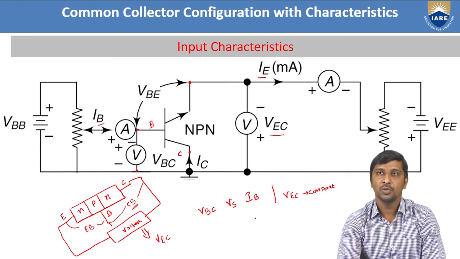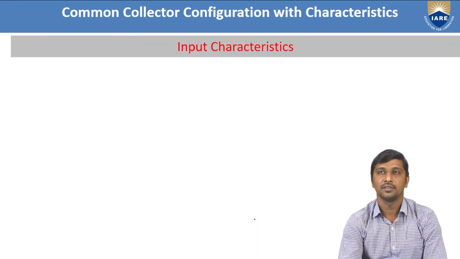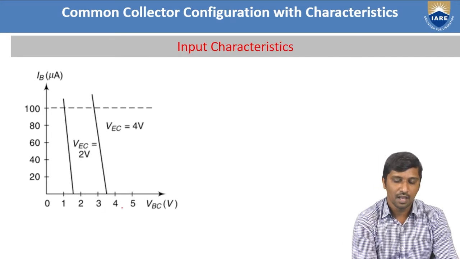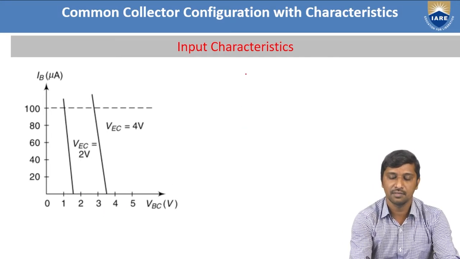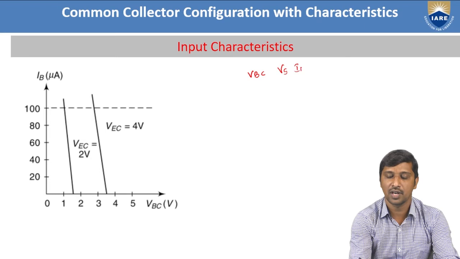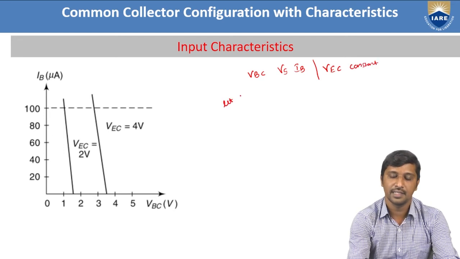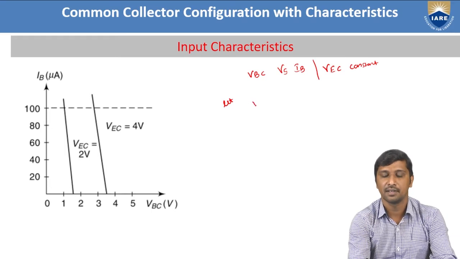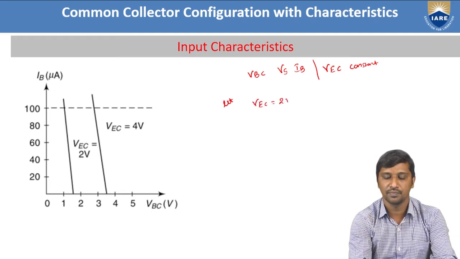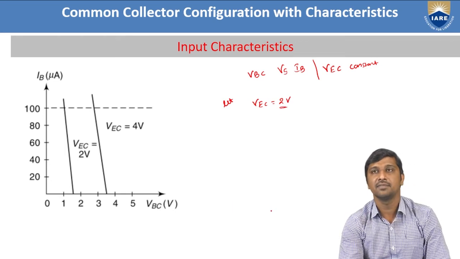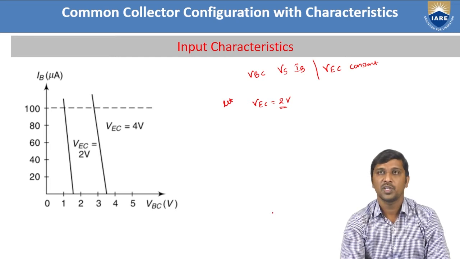So before going to observe these characteristics, let me show how this graph looks. If you want to plot the input characteristics, we need to take the input voltage VBC versus input current IB by keeping the output voltage constant, that is VEC constant. Let us initially suppose I assume this VEC is 2 volts, and I made this VEC constant here. Now we'll see what happens.